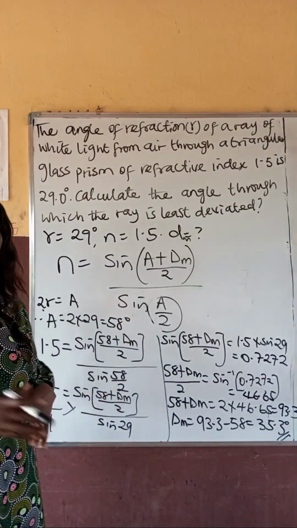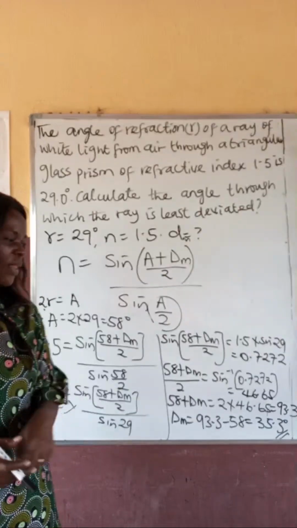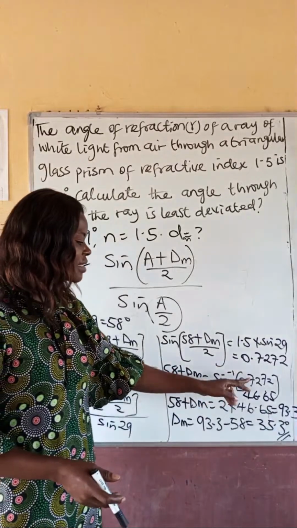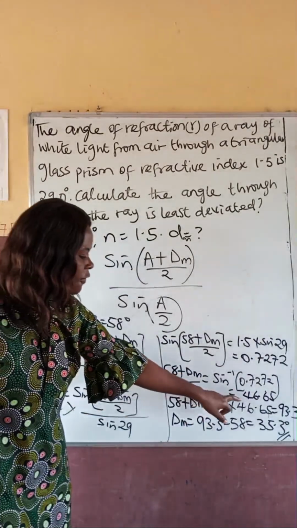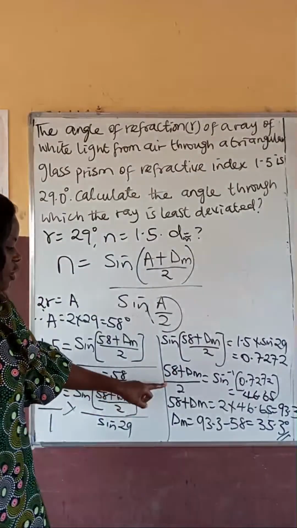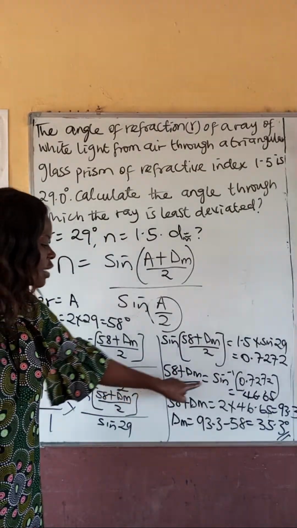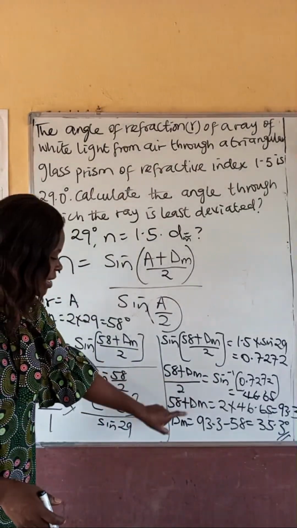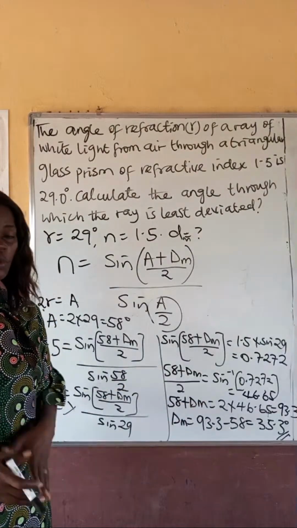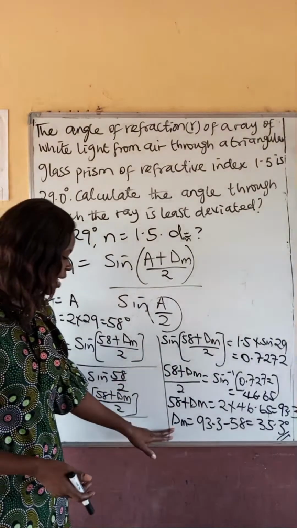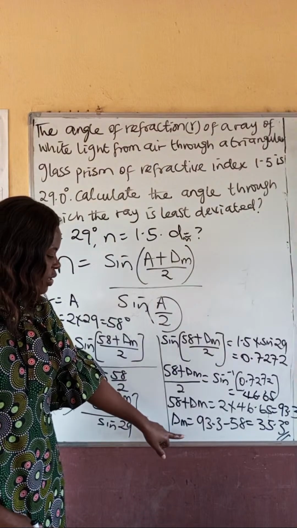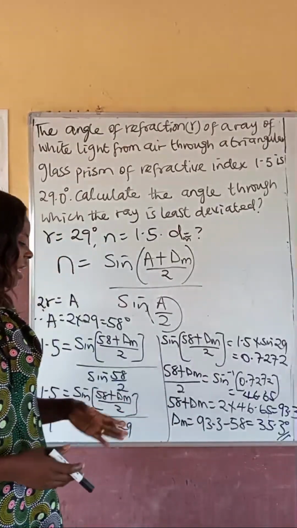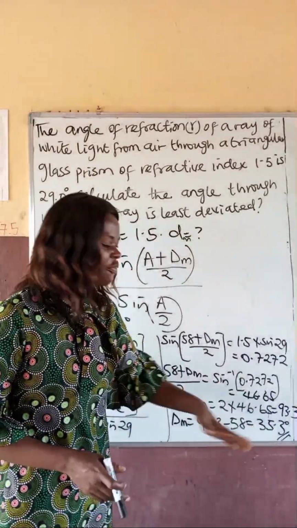Now, what we're going to do next is to get the sine inverse of this. And we just did sine inverse of 0.7272 and it gave us 46.65. Now we cross multiply by multiplying it by 2 and it gave us 93.3. Then the last step there is to make our dm the subject. This is what we are looking for. So we now said the minimum deviation dm is equal to what? 93.3 minus what? 58. And it gave me the answer to be 35.3 degrees.